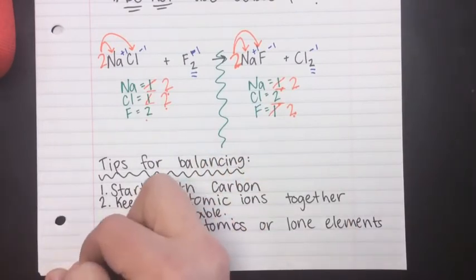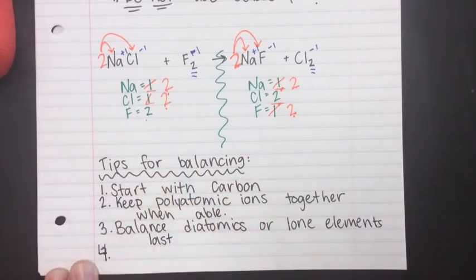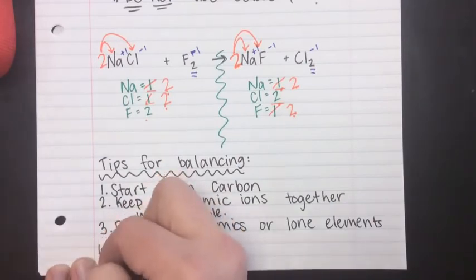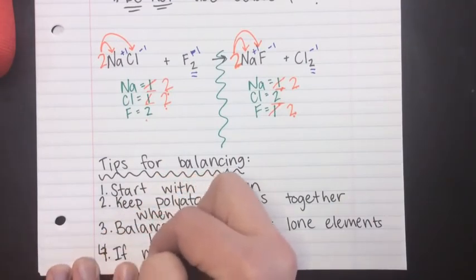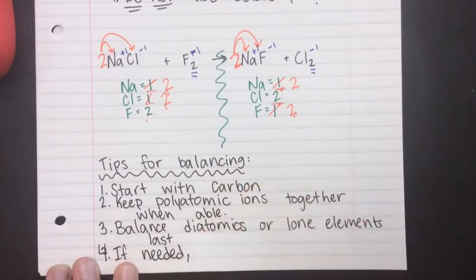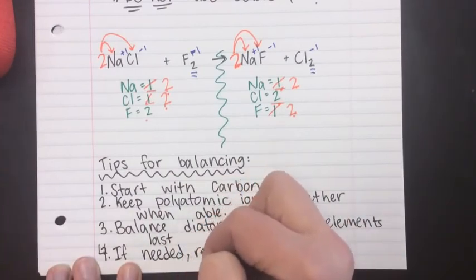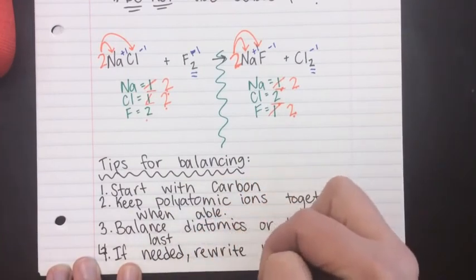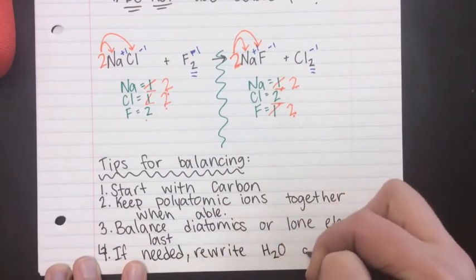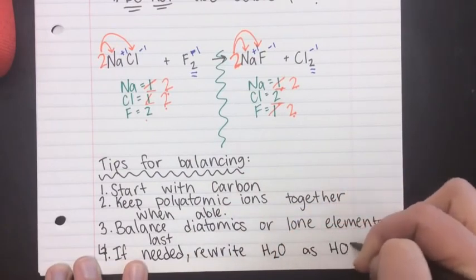And finally, number 4. As needed, rewrite H2O as HOH. This should only be done when you see an OH on either the products or reactants with water on the other side. This should never be done in a combustion reaction.